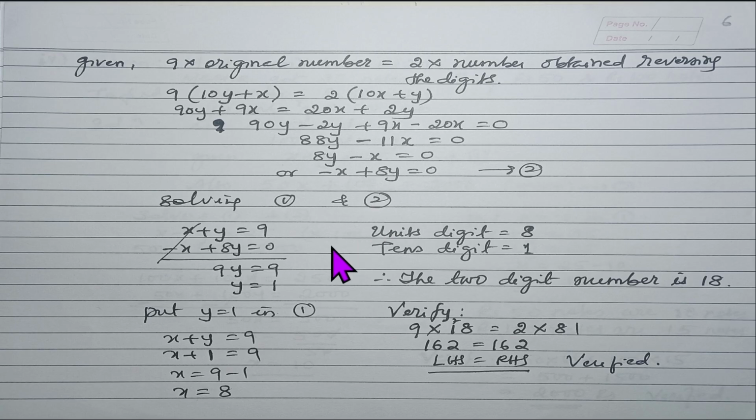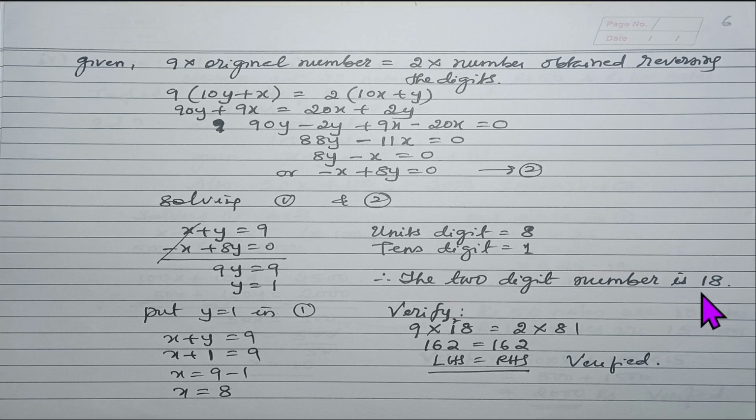Now solving 1 and 2: x plus y equal to 9, minus x plus 8y equal to 0. Now x and minus x get cancelled because of addition, and y plus 8y is 9y, and 9 plus 0 is 9, so y is equal to 1. Put the value of y equal to 1 in one of the equations. We get x plus y equal to 9, so x plus 1 is equal to 9, x is equal to 9 minus 1, x is equal to 8. So therefore we have the units digit as 8, because we have assumed x as 8, and the tens digit as 1, and therefore the 2-digit number is 18.